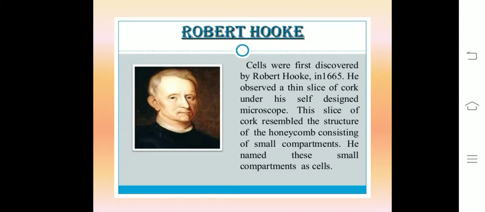Moving on to the discovery, it was Robert Hooke, a biologist, who discovered cells for the first time in 1665. While examining a thin slice of cork, Robert Hooke saw that the cork resembled the structure of a honeycomb consisting of many little compartments. Cork is a substance which comes from the bark of a tree. He named these small compartments cells. Cell is a Latin word for a little room.